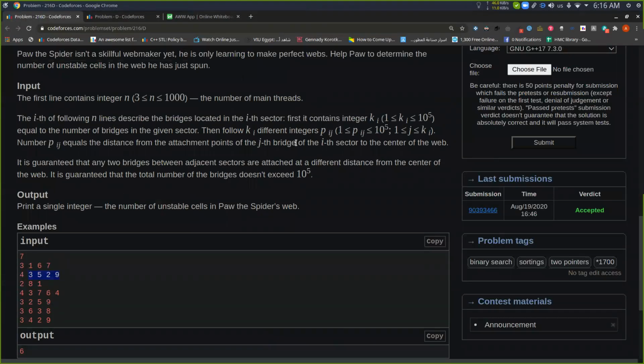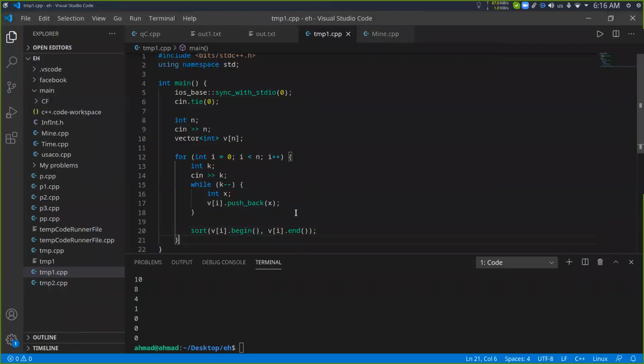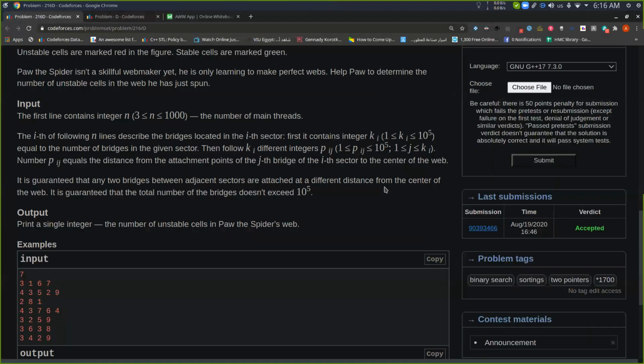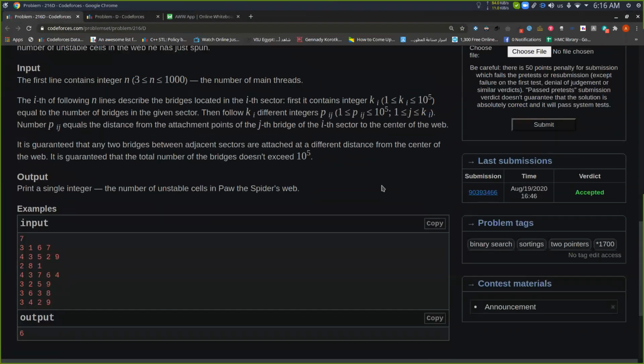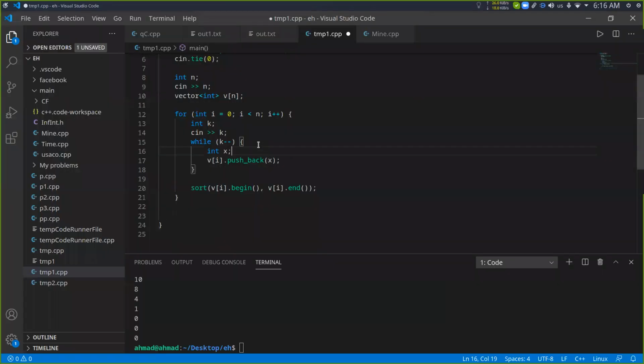I thought they are sorted, but okay. Ahmad, you're not getting the input? I'm not getting the input what? X. Where are you getting that X? Yes, yes. Okay, sorry. So I'm getting X now.